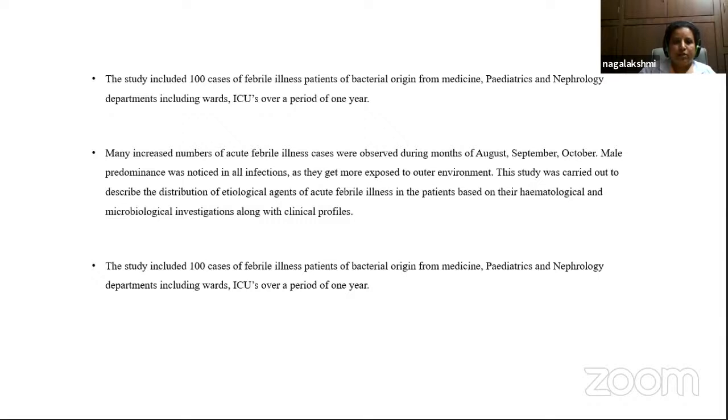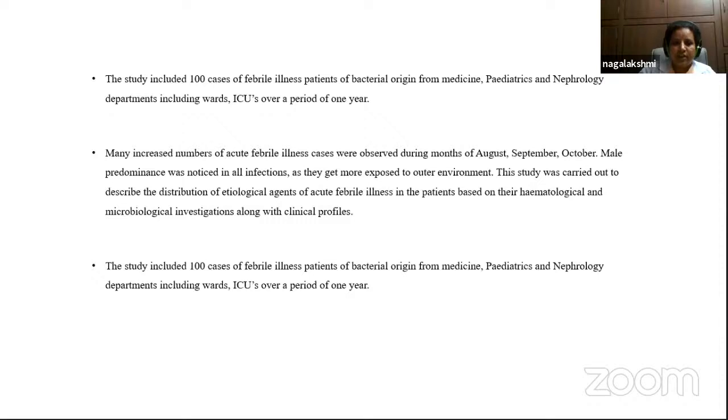An increased number of acute febrile illness cases were observed during the months of August, September, October. Predominant in all the infections as they get exposed to the outer environment. The study was carried out to describe the distribution of the etiological agents of acute febrile illness in the patients based on the hematological and microbiological investigations along with the clinical profiles.